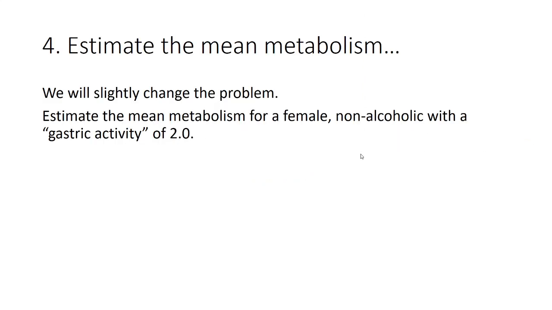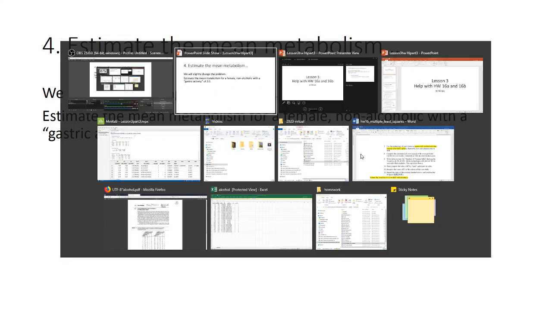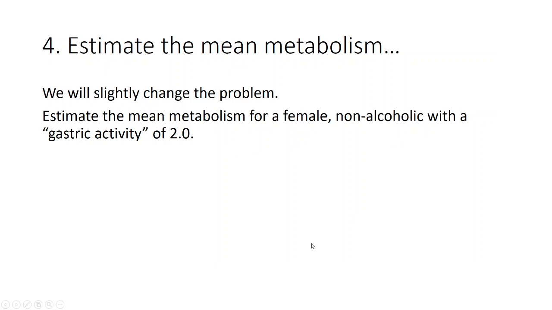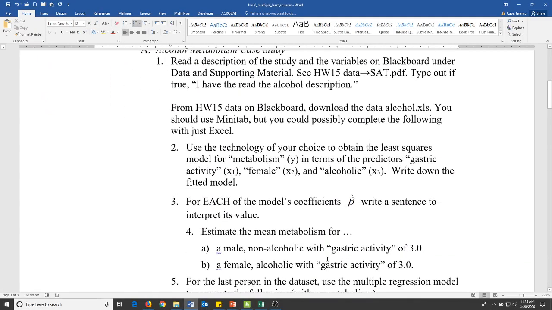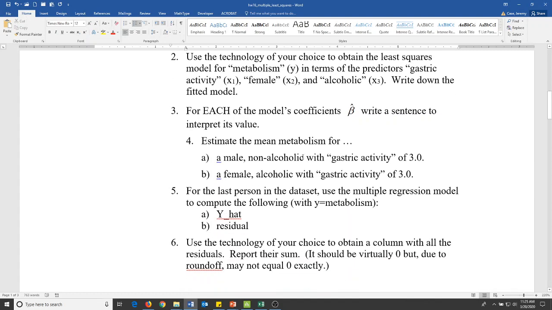Okay. So we're going to go through a few of the problems on homework 16. For example, on number 1, I have read the alcohol description, that's why I have to put that for number 1. Number 2 and number 3. Number 2, that's just the Minitab thing you should know how to do. Number 3, you did this with Hawks. Section 14.3 over and over again, so you should be able to do number 3 as well.